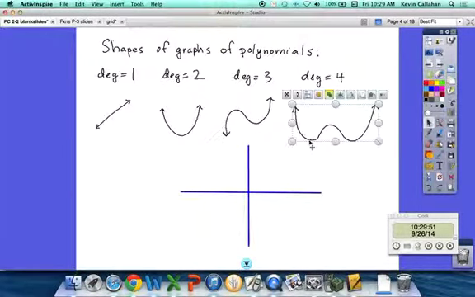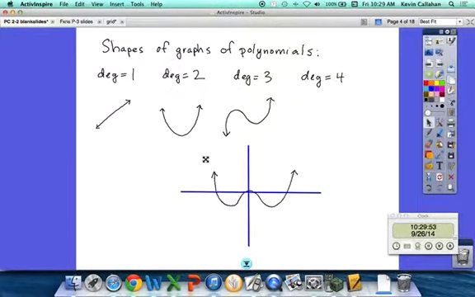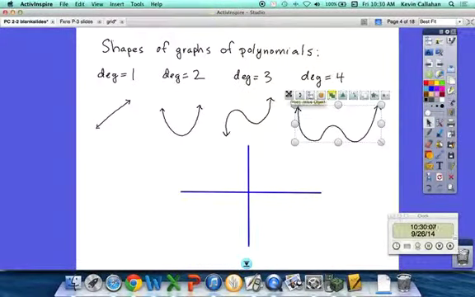Okay, let's try this one. So this is a quartic. Degree is 4. So how many zeros? But it doesn't have to, right? It could have just 2, or it could have none, right? And how many turning points are relative minimum and maximum? 3. So what do you predict for the degree equals 5? How many zeros will it have? Up to, right?